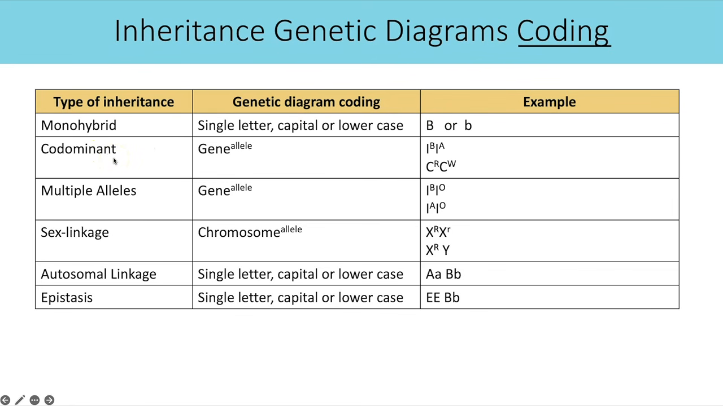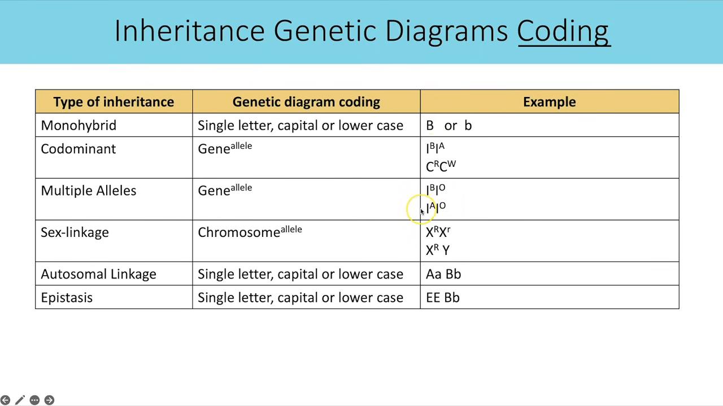In codominance, because both alleles are dominant, it wouldn't work to use one letter that was capital or lowercase, because they'd both have to be capital and therefore it would look the same. So that's why we change the coding system, and we use a base letter that represents the gene, and then we do a superscript letter which represents the allele. And we use two different letters, both capitals, to represent the two different codominant alleles.